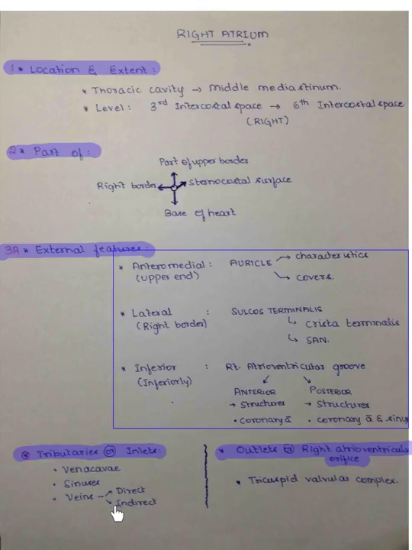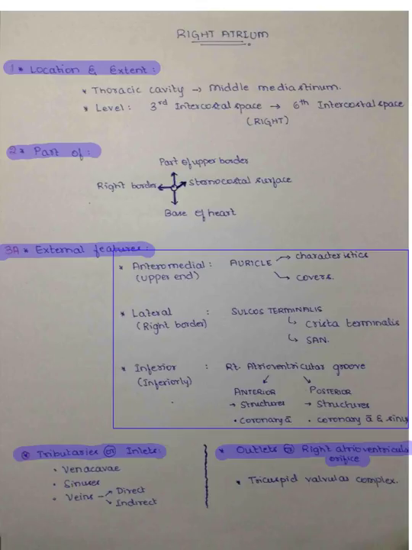Indirect veins, there are many veins like the great cardiac, small cardiac, and middle cardiac. All these are going to open through the cardiac sinus. They open into the cardiac sinus, which in turn opens into the right atrium. Coming to the outlets, the right atrioventricular orifice is formed by the tricuspid valvular complex.